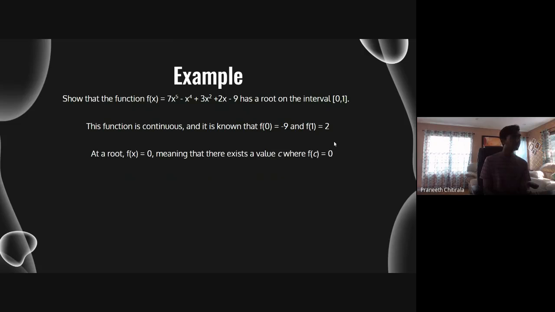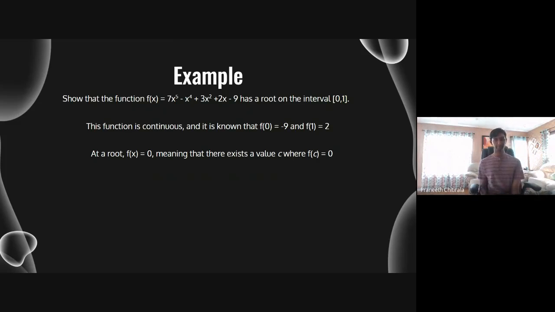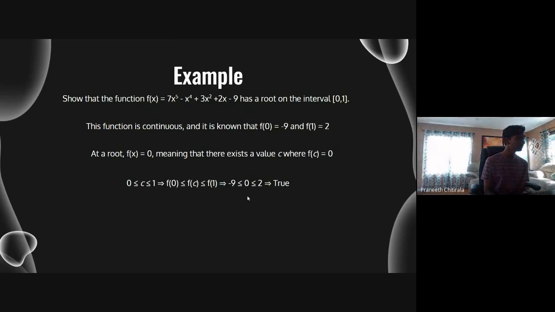I've explained what a root is. So f of x equals 0, meaning that there exists a value c where f of c equals 0. If there's such a value of c, then that value of c is the root. So we make this interval here: 0 is less than or equal to c, which is less than or equal to 1.